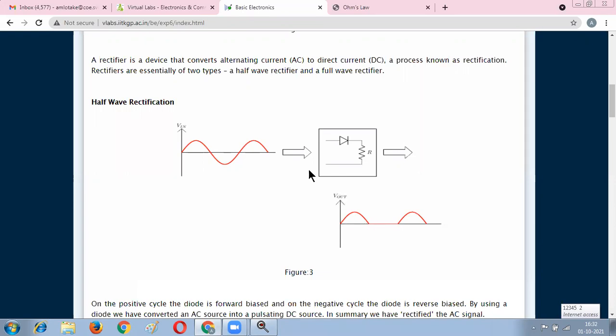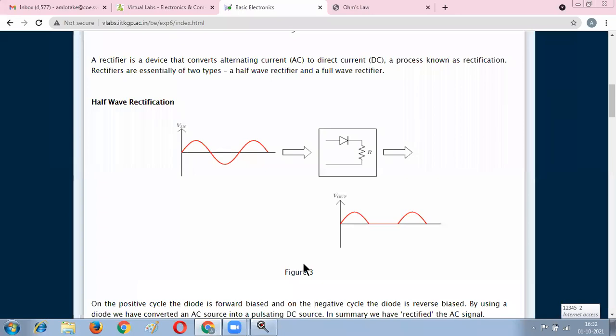So that will be the output of what? Rectifier. Converting alternating current or voltage into what? Direct current, or you can say it is pulsating. It contains both AC plus DC. Okay. It is the rectifier. So this is the half wave rectification.